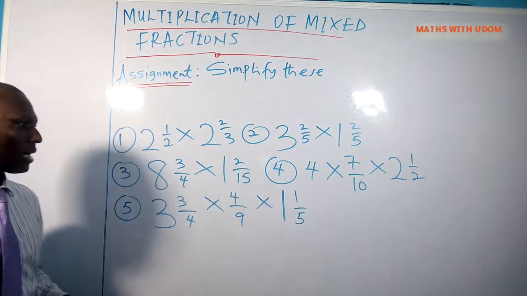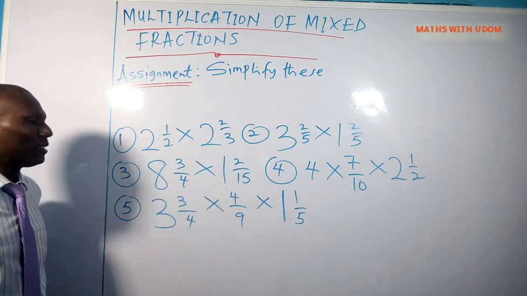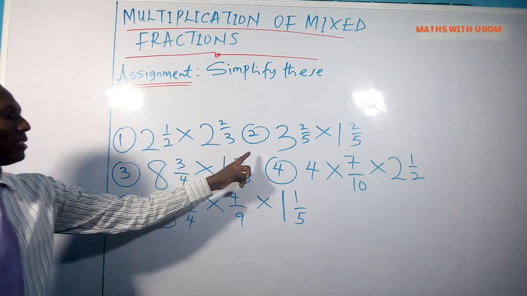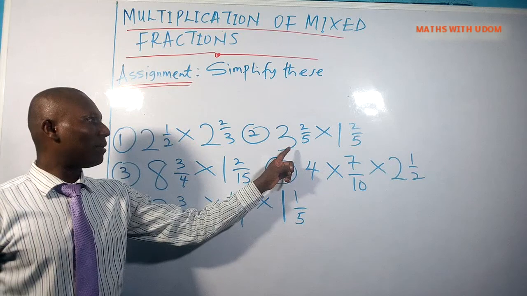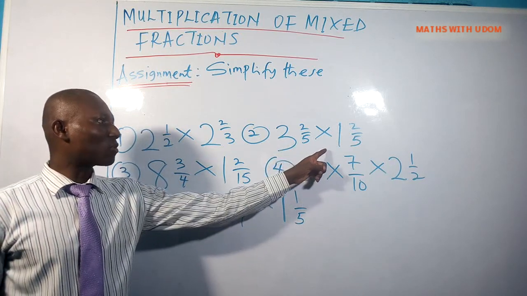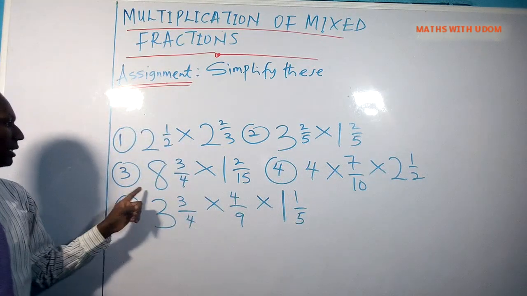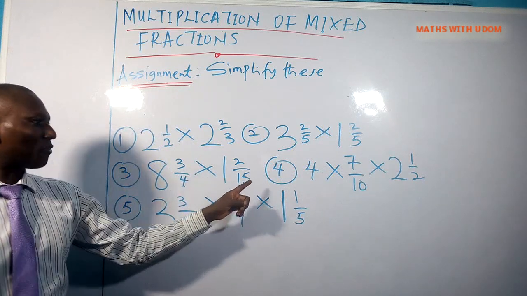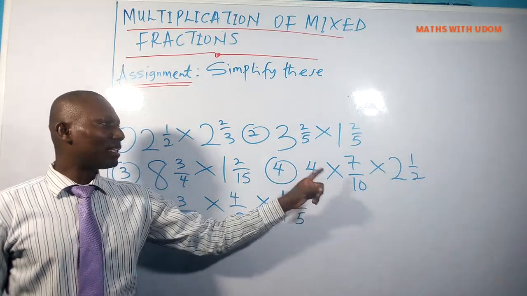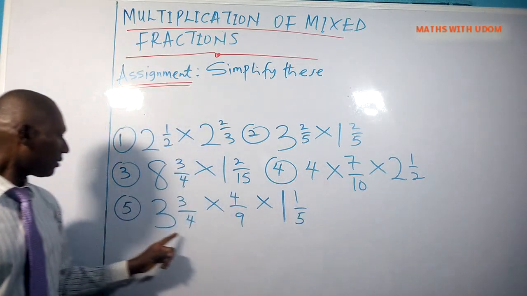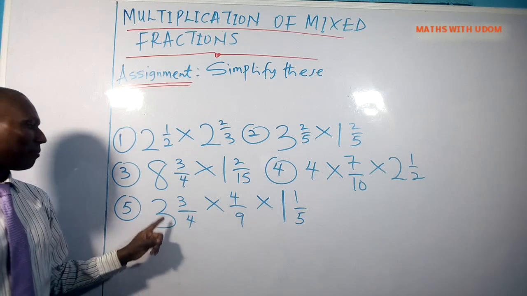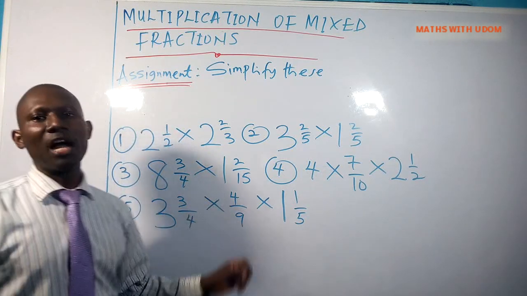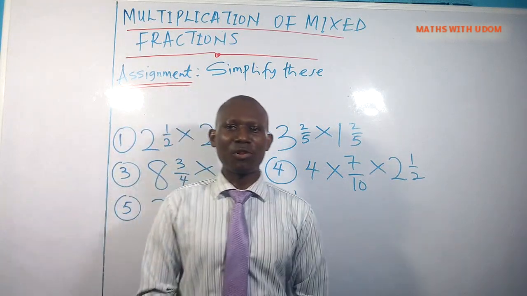So these are your assignments, okay? The first one is 2.5 times 2 whole number 2/3. The second one, 3 whole number 2/5 times 1 whole number 2/5. Number 3, 8 whole number 3/4 times 1 whole number 2/15. Number 4, 4 times 7/10 times 2 whole number 1/2. And then lastly, 3 whole number 3/4 times 4/9 times 1 whole number 1/5. So these are your assignments for today's class.